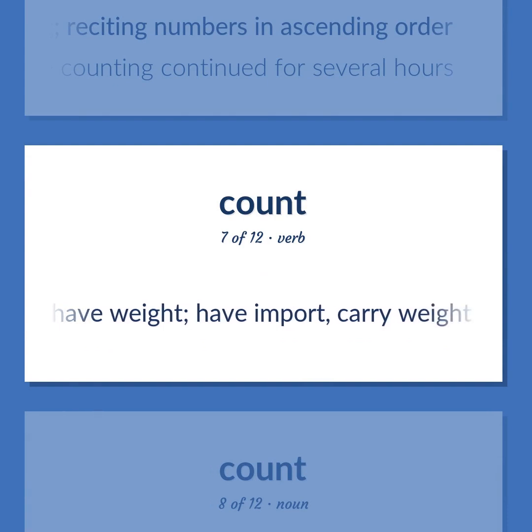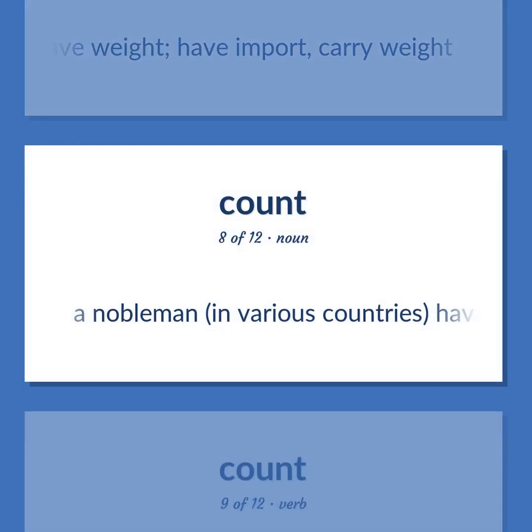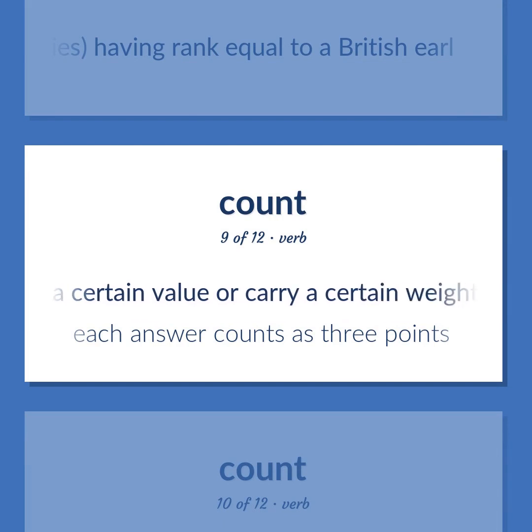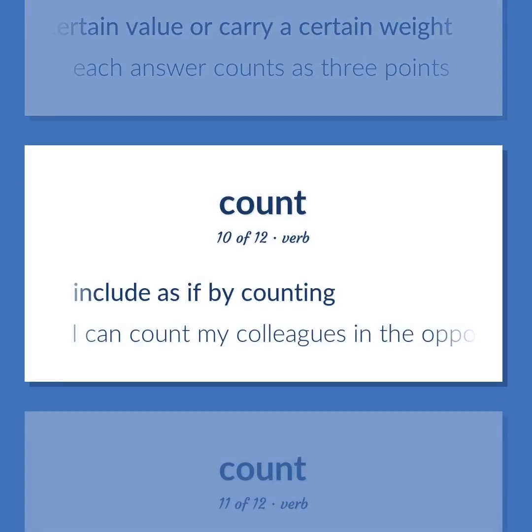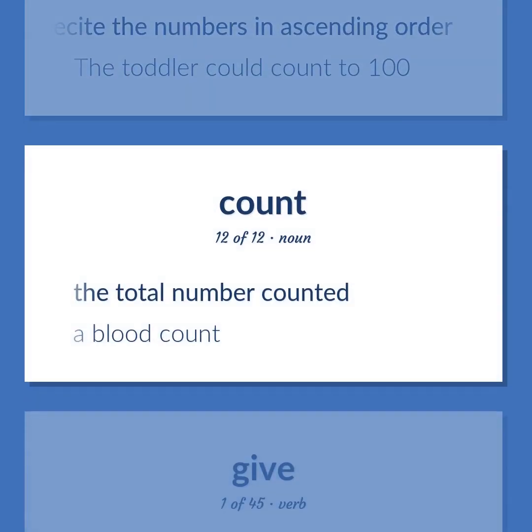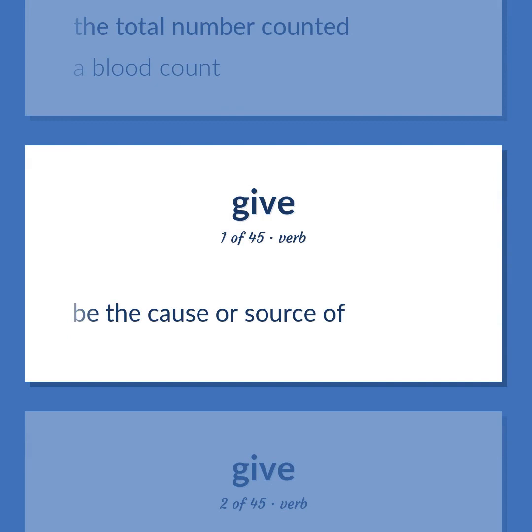Have weight. Have import, carry weight. A nobleman, in various countries, having rank equal to a British earl. Have a certain value or carry a certain weight. Each answer counts as 3 points. Include as if by counting. I can count my colleagues in the opposition. Name or recite the numbers in ascending order. The toddler could count to 100. The total number counted. A blood count. Be the cause or source of.